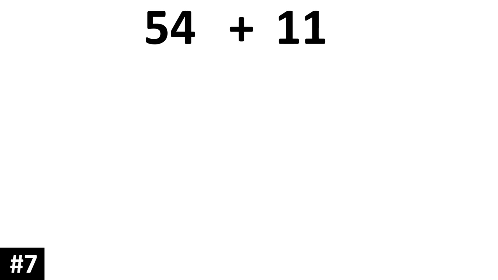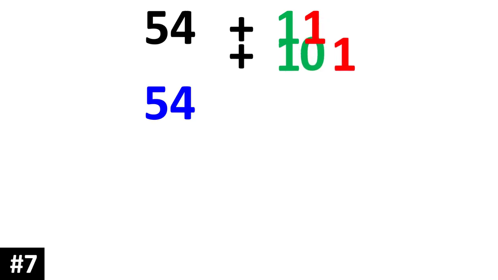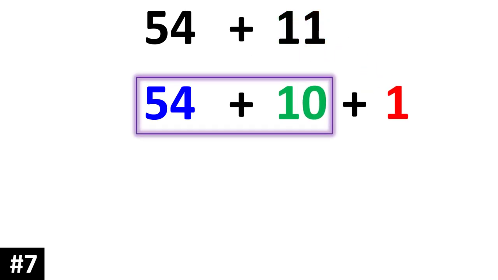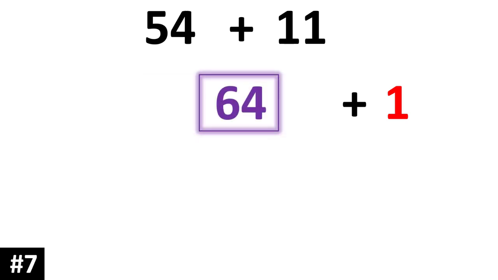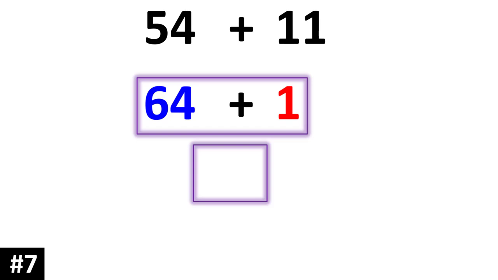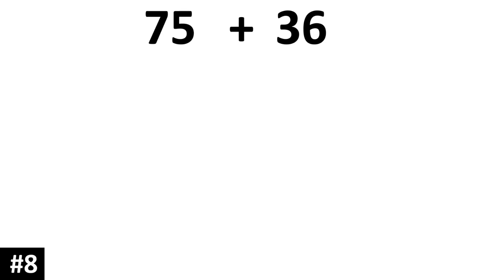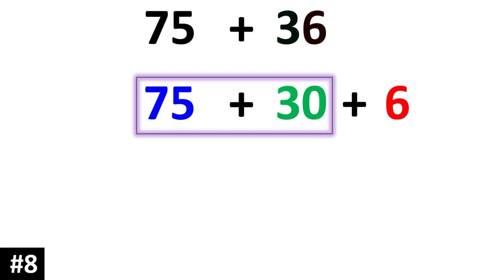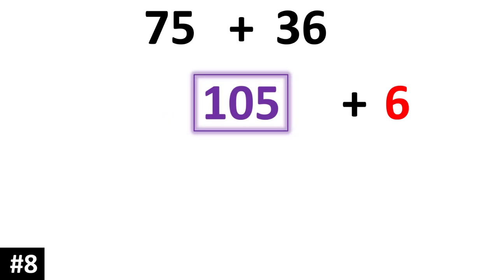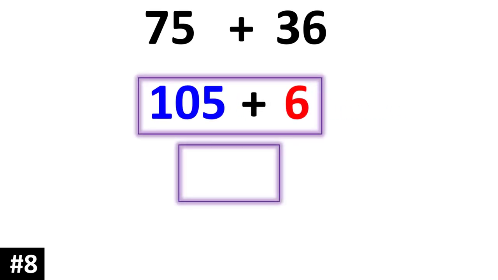54 plus 11. We're going to think of this as 54 plus 10 plus 1. So we can easily add 54 and 10 and get 64. We add the remaining 1. 64 plus 1 is 65. How about 75 plus 36? We're going to look at this as 75 plus 30 plus 6. 75 plus 30 is going to give us 105. Then we add 105 plus 6, which gives us 111.